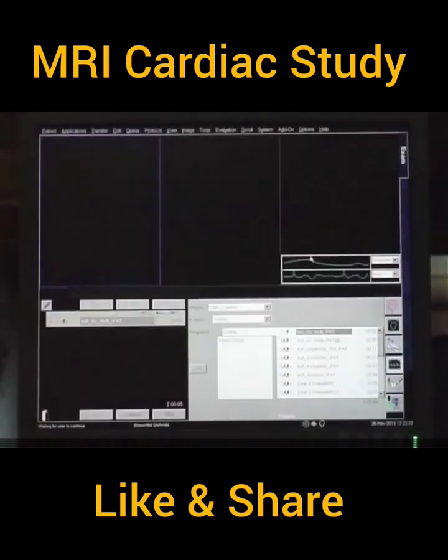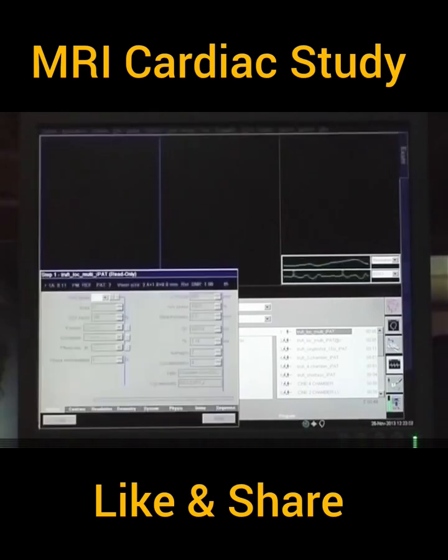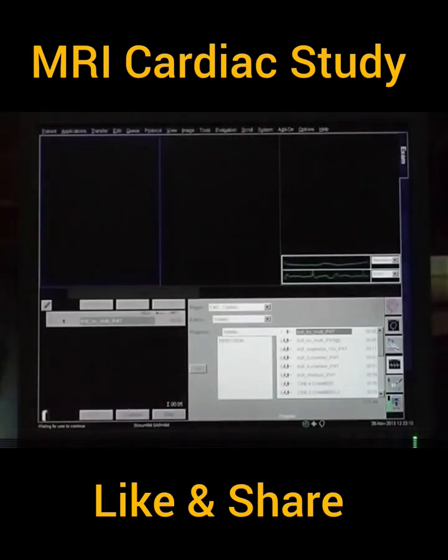Respiratory monitoring and ECG monitoring is done. The ECG monitoring is done to look at the RR interval. There is distortion of the ECG by the magnetic field. If the patient is able to hold the breath, the study is performed with breath hold.